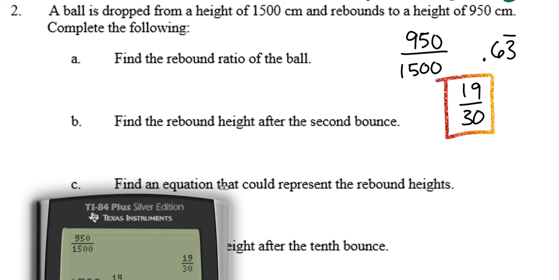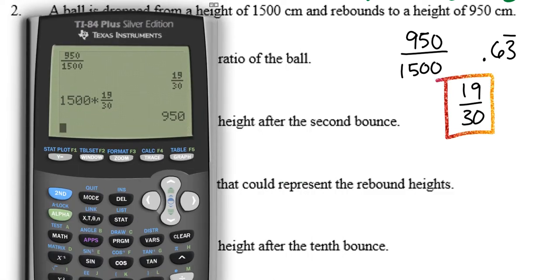Then it says find the rebound height after the second bounce. Well, I know it returns to 950 on the first bounce. So to get the second bounce, I'm just going to come up and grab the 950, and then go back up, hitting the up arrow, and grab the 19/30ths again. And I need to multiply this. So I'm going to go ahead and multiply.